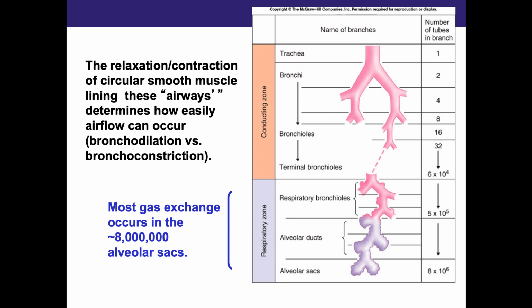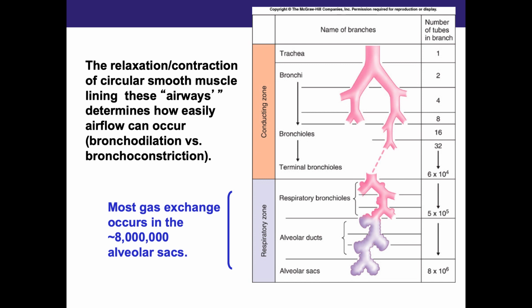All right, so also remember, I mentioned this last time too, the bronchioles are a site of dynamic regulation because they have a lot of smooth muscle that are associated with them. They have circular smooth muscles that line these airways, which determines how easily airflow can occur. And we talked about bronchodilation. If there's relaxation of that smooth muscle, it's going to open up the airways. If there's contraction of that smooth muscle and constriction of those bronchioles, it's going to increase the resistance and decrease flow through that area.